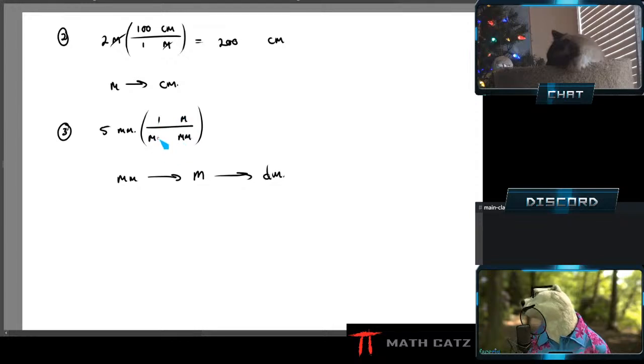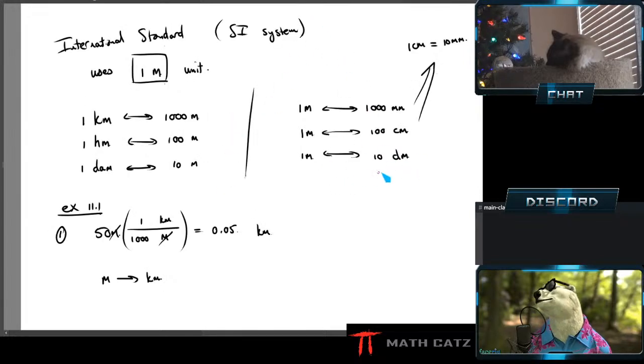So 1 meter was 1,000 millimeters. That gets me to meters. Then I can go down to decimeters, again, because of what I have in my table. I want meters to decimeters. Meters will have to cancel with this one, like millimeters canceled here. Decimeters over there. 1 meter, 10 decimeters. Look it up if you're not familiar with decimeters. We don't use decimeters very often.